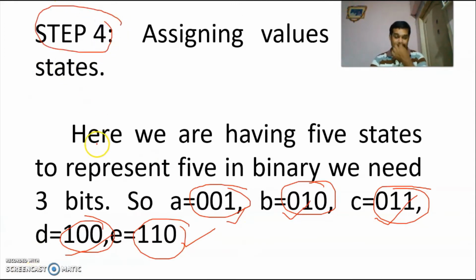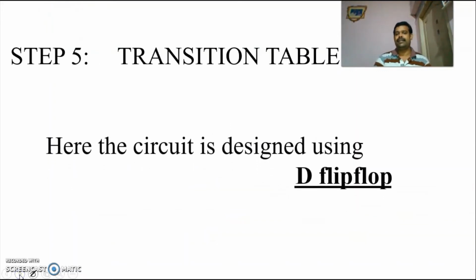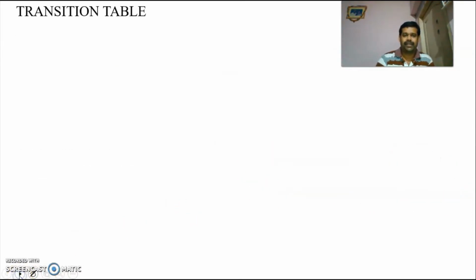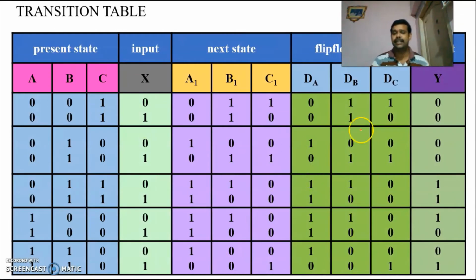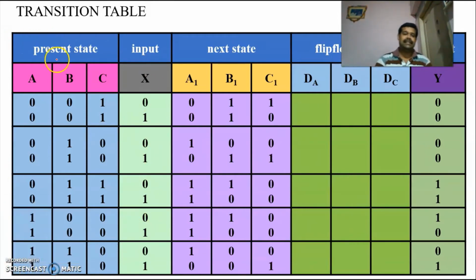State assignment means assigning binary values to the states. Now I am converting that reduced state table to a transition table, and we are designing this circuit by using D flip-flop. So this is a transition table. How we are getting the transition table: from the reduced table we are coming to the transition table.